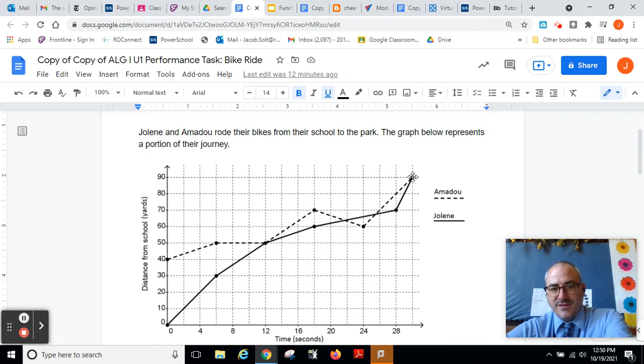This is the 4th one. All right. 1, 2, 3, 4. 4 crossings mean they're the same distance from the school at 4 different times. Let me talk about this one right here.